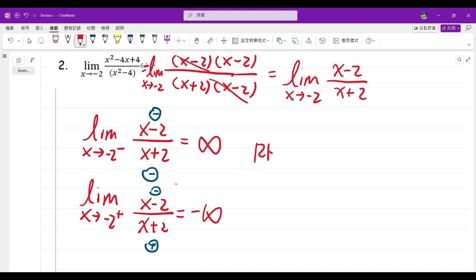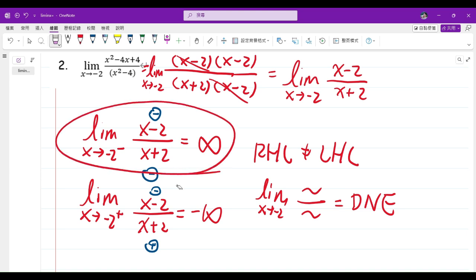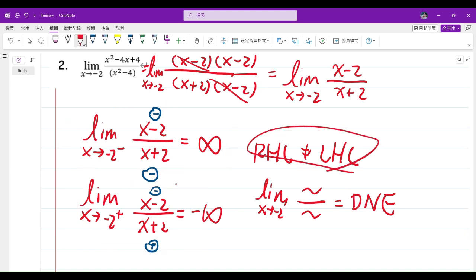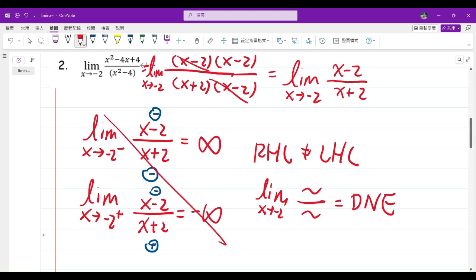And you have to write RHL not equal to LHL. So the limit as x approaches negative 2 does not exist. Okay, so this is the final answer. You have to write the right limit, the left limit, and that they are not equal, and then that the limit does not exist. Okay, you cannot skip this part. If you skip this part, you lose marks on our test. Alright, that's the answer for question 2.